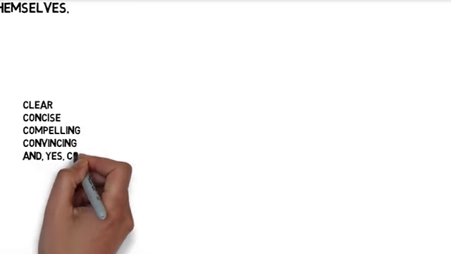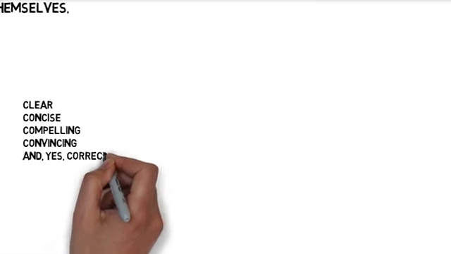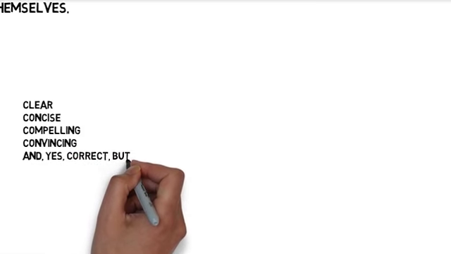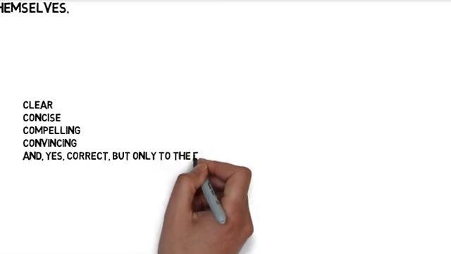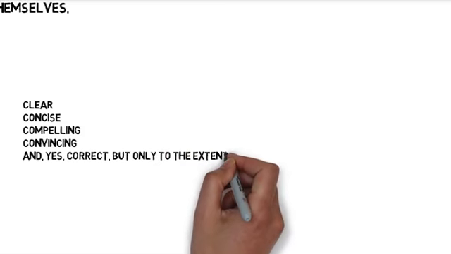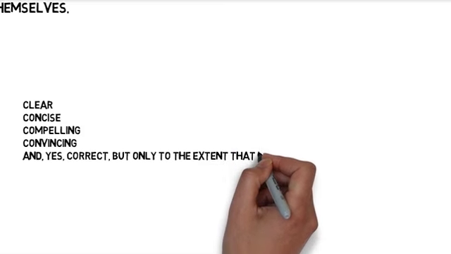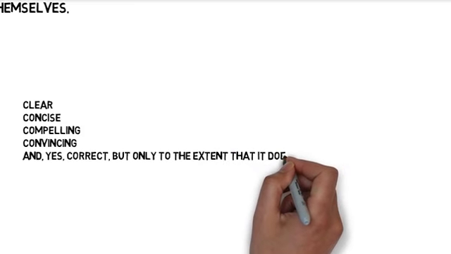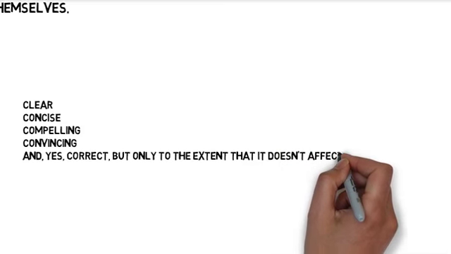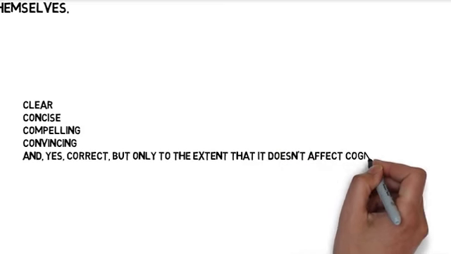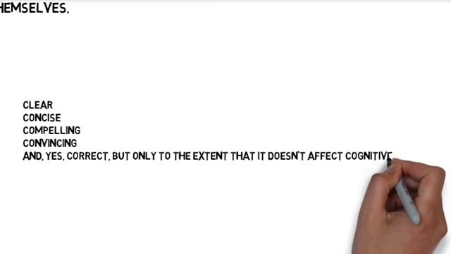We're also striving for writing that's compelling, writing that encourages or forces readers to keep reading until all your points and questions are complete. We strive for writing that's convincing, that leads readers to agree with you. And finally, yes, we do want writing that's correct, but only to the extent that it makes your text more understandable, only to the extent that it doesn't affect cognitive ease.